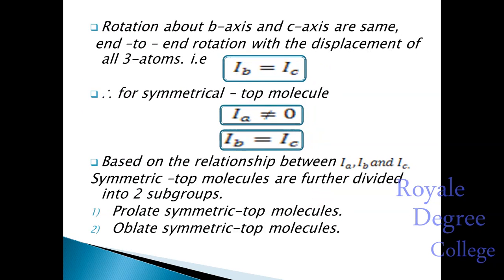Then rotation about the B axis and C axis are the same. End-over-end rotation with the displacement of the 3 hydrogen atoms. That is, IB is equal to IC. Therefore, for symmetrical top molecules, IA is not equal to 0, IB equal to IC. Based on the relationship between IA, IB and IC, symmetric top molecules are further divided into two groups. The first one is prolate symmetric top molecules and the second one is oblate symmetric top molecules.